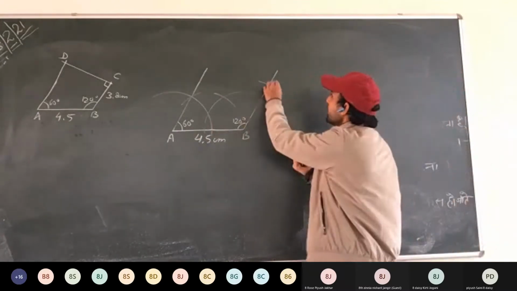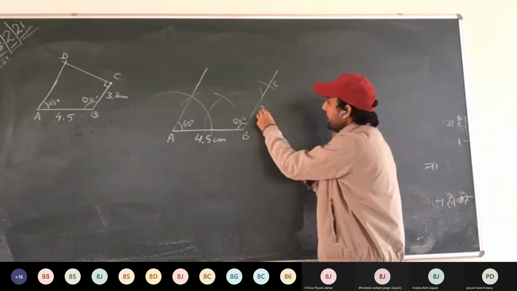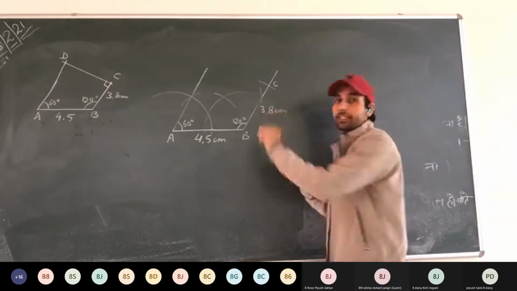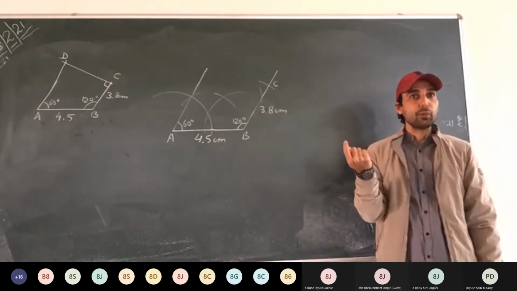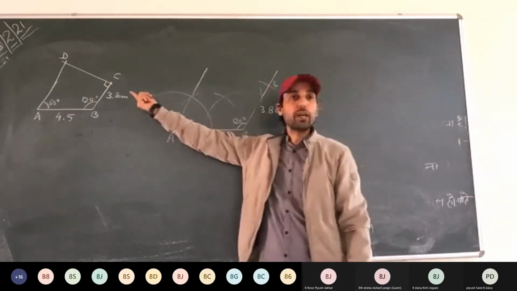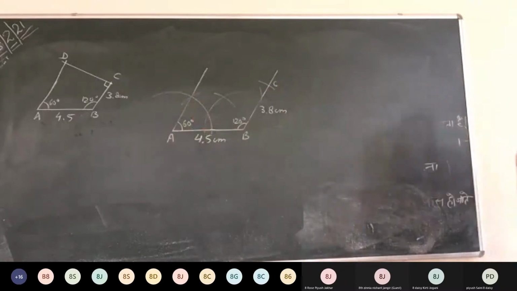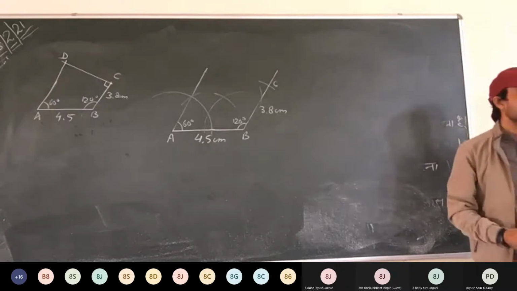So we have got C. How far is it from B? 3.8 centimeters. We got the C. At C, we have to make an angle of 90 degrees. So at C, draw an angle of 90 degrees.